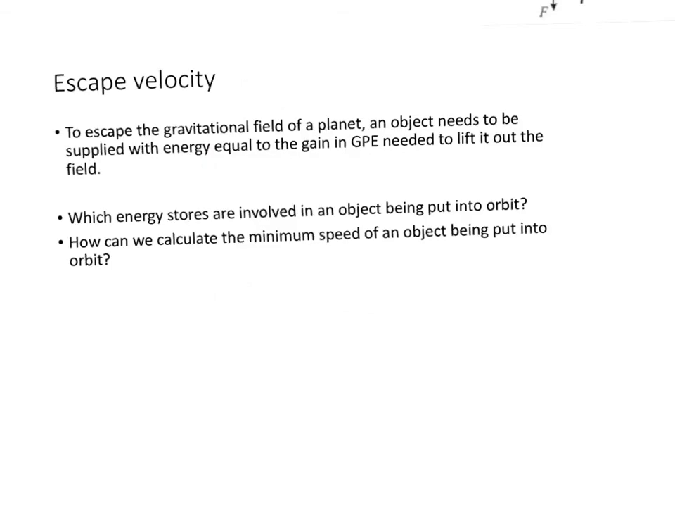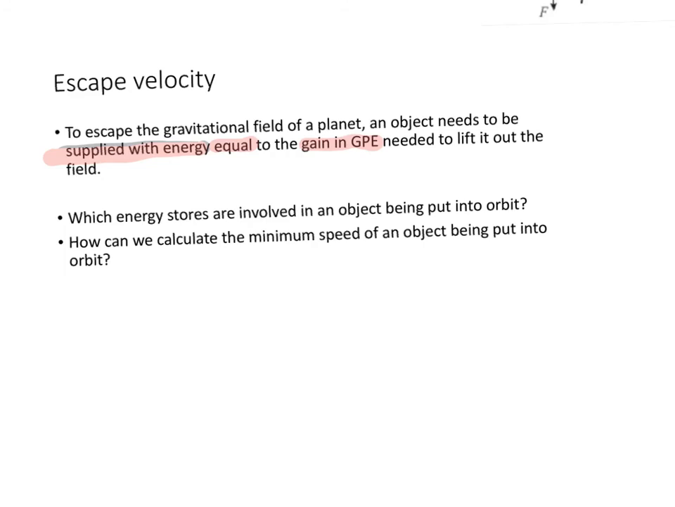Okay, so the last thing that we'll look at is escape velocity. For an object to escape the gravitational field of a planet, it needs to be supplied with energy that's equal to the gain in the gravitational potential energy. So it needs to be supplied with energy that's equal to the gain in GPE needed to lift it out of that field.